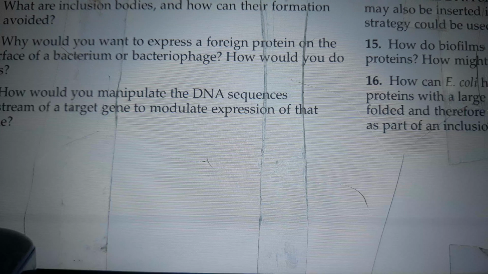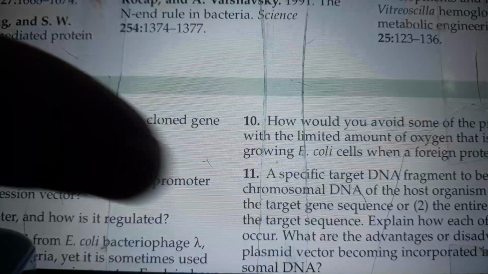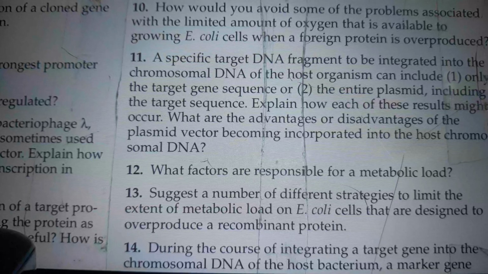What are inclusion bodies and how can their formation be avoided? Why would you want to express a foreign protein on the surface of a bacterium or bacteriophage? How would you do this? How would you manipulate the DNA sequences upstream of a target gene to modulate expression of that gene? How would you avoid some of the problems associated with the limited amount of oxygen that is available to growing E. coli cells when a foreign protein is overproduced?